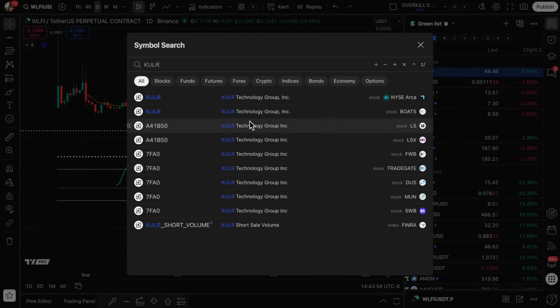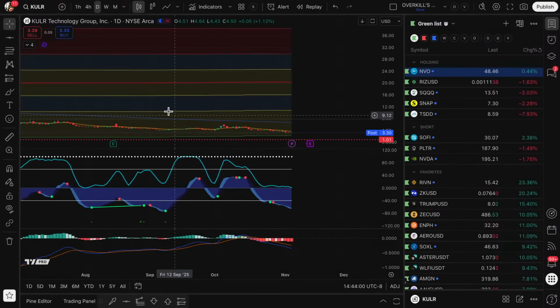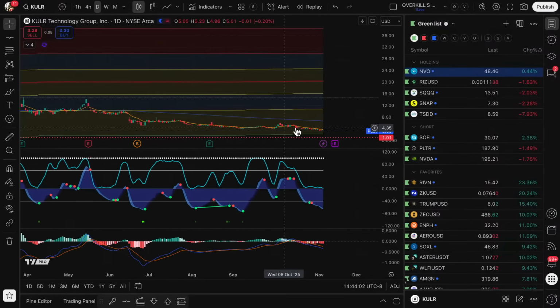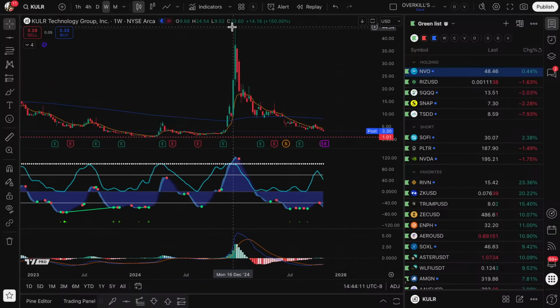Go ahead and get your requests in the chat right now, and I will cover those for you guys. KULR is down here at the bottom of the golden zone. So if you like this company, if you believe in the project, I think $3 is a great grab on it, just because it was all the way up here at 40.